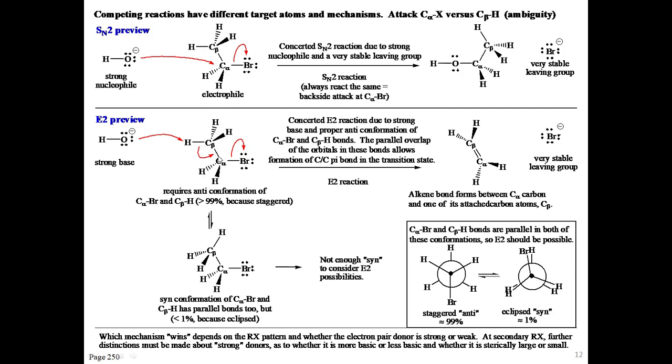Now you might say there's another place where these two are parallel, and that would be if they were syn. If they were eclipsed and syn to each other, that would be parallel and that should work. The problem is this is eclipsed, and when we look at the eclipsed conformation, it's higher in energy. We only have just a fraction of a percent. So over 99% will occur in this kind of conformation, and that's why we only show this one. Notice the orbitals are parallel when it's anti, and the orbitals are parallel when it's syn, but over 99% of our molecules will be in this conformation.